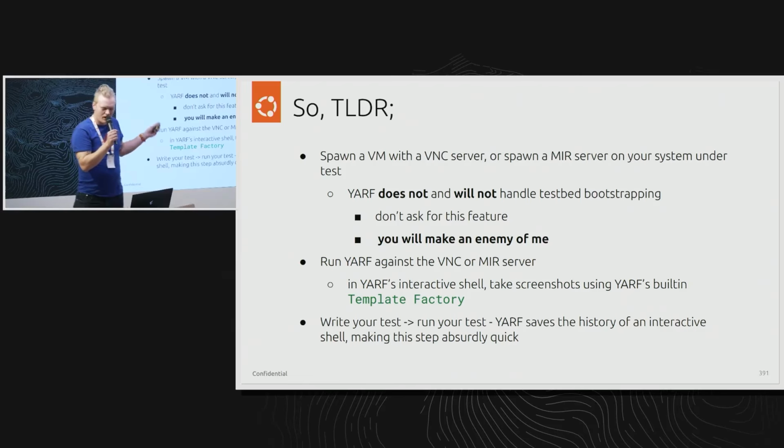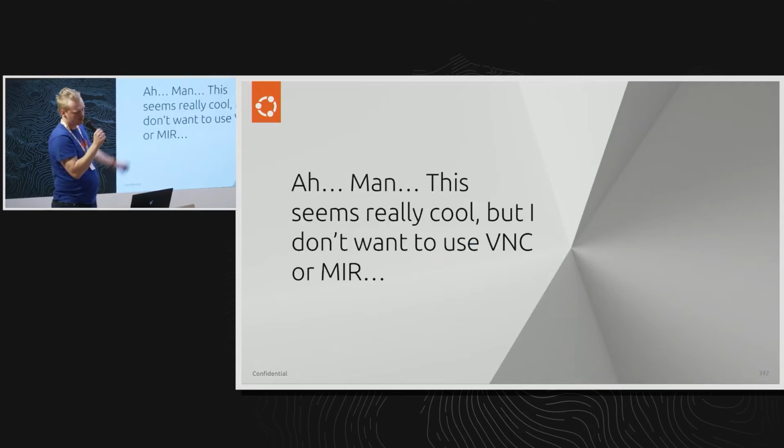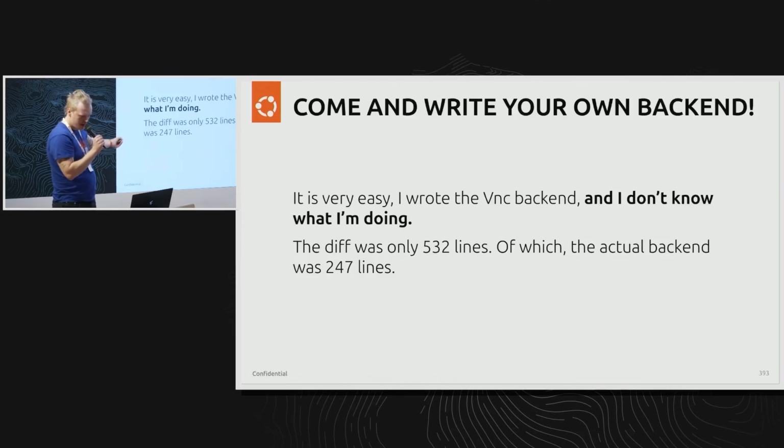You then run YARF against your VNC or MIR server, and YARF has this built-in keyword called the template factory, which is where you take templates for your graphical test suite. You write your test by running through your manual steps from the YARF interactive shell. YARF saves the history of an interactive shell, and then you basically take that and you just put it into a graphical test suite. You don't have to do much more than that. It's very quick. What if you don't want to use VNC or MIR? Come and write your own backend.